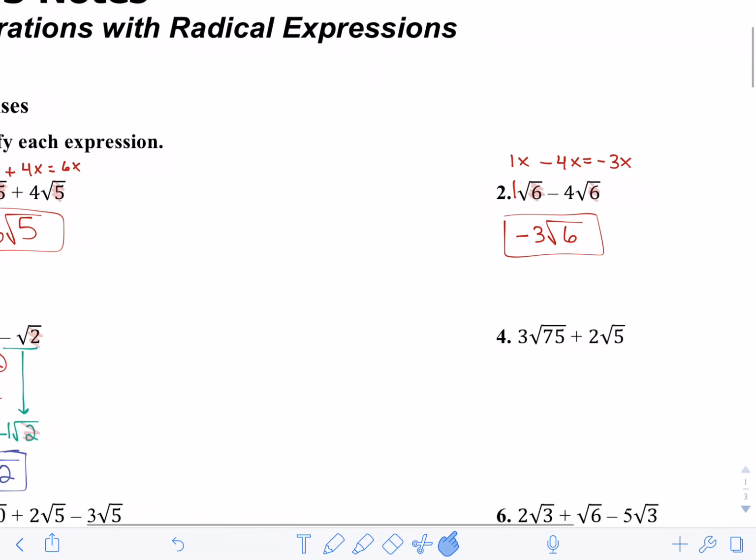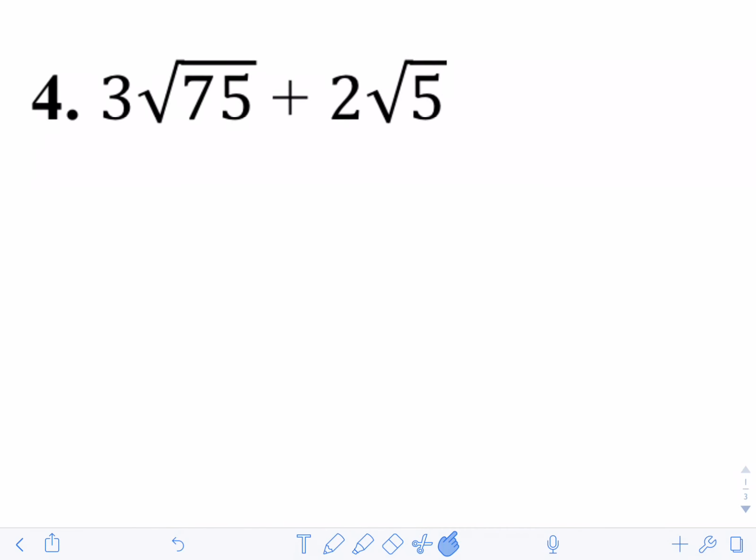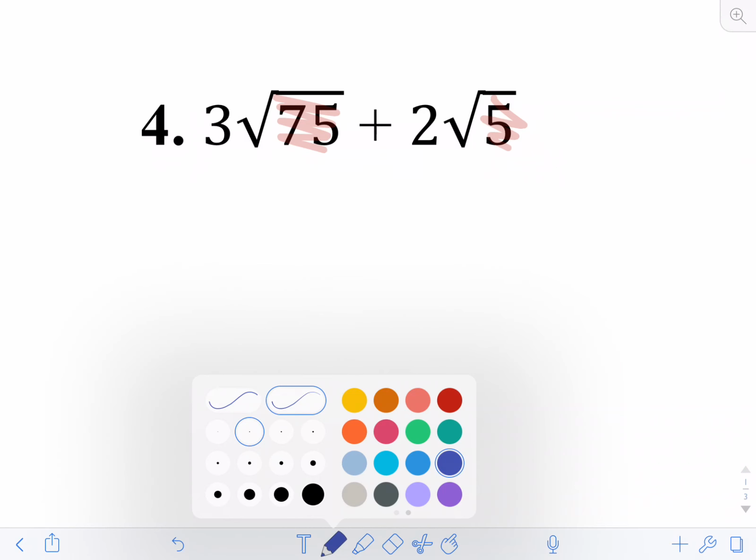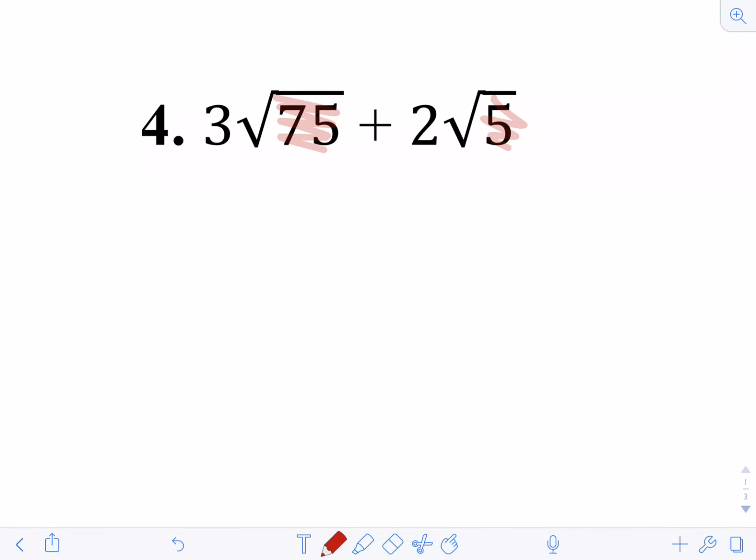Okay, where's my problem? Here we go, number 4. Okay, so again, your numbers here in the square root are not the same. So your goal is to make them the same. I can't do anything with 5 because that's my prime number. So let me look at 75. We will have 25 times 3. Here will be 5 times 5. So here are my prime numbers.